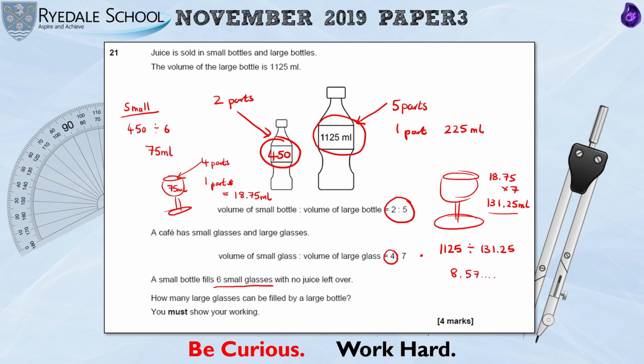So how many large glasses can be filled? Interpret your answer. Sir can't spell. It is 8 glasses. So we have to round that number down.